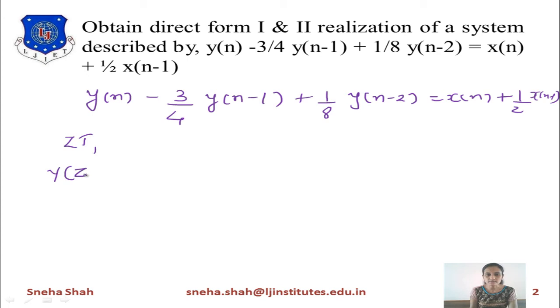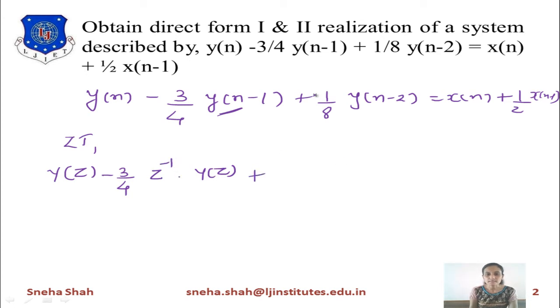So this will give you y of n will convert into Y of z minus 3 by 4, constant will remain as it is. Now you have to apply over here the time shifting property of the Z transform. So if we apply the time shifting property, the Z transform of y of n equals Y of z, and because of this minus 1, this will be multiplied with z raised to minus 1.